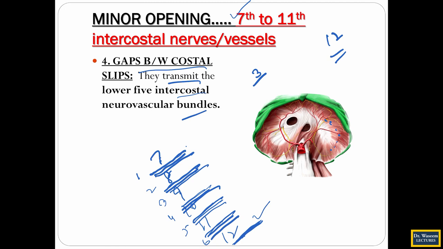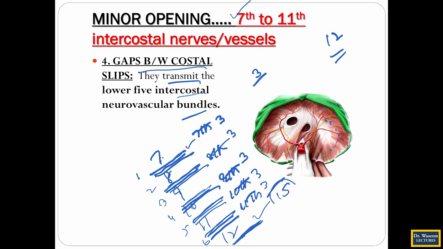Which one will this be? This will be below the 7th, so it will be called the 7th intercostal artery, vein and nerve, 8th intercostal artery, vein and nerve, 9th intercostal artery, vein and nerve, 10th intercostal artery, vein and nerve, and this 11th intercostal artery, vein and nerve. Here will be 3 structures, 3 more, 3 more, 3 more and 3 more. Total 15 structures here on the left side and 15 structures on the right side. You can say through the costal slip gaps, your 30 structures are actually coming and going.